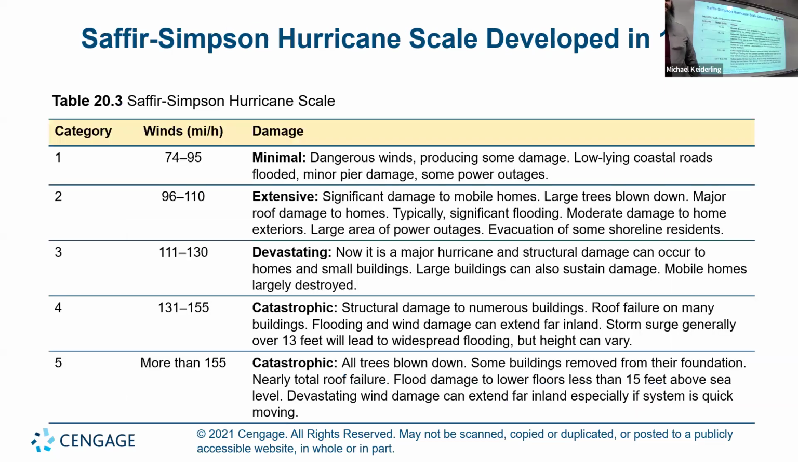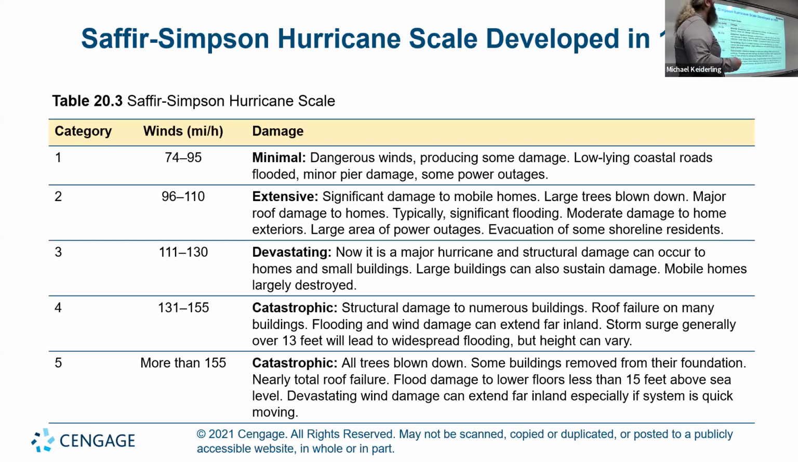And so the Saffir-Simpson hurricane scale, which was developed in 1969, is based on wind. Category 1 hurricane, winds from 74 to 95 miles per hour, the damage is minimal. You have dangerous winds producing some damage. Low-lying coastal roads get flooded. You get minor pier damage, some power outages. Category 2, winds from 96 to 110 miles per hour. Significant damage to mobile homes. Large trees get blown over. Major roof damage to homes. Typically significant flooding. Moderate damage to home exteriors. Large areas of power outage. Evacuation of some shoreline residents.